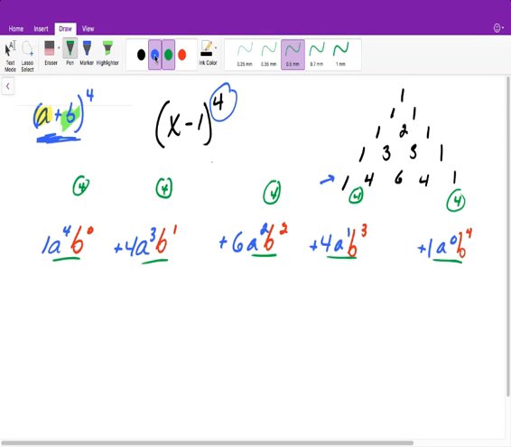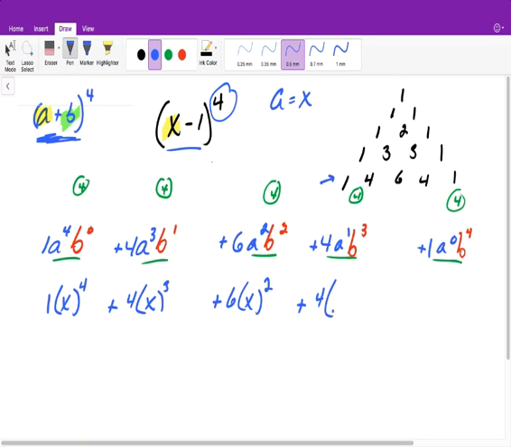All right, so now we filled in our formula, but remember, this is our formula. We need to fill it in terms of our original problem. So the first term we said was a. Well, the first term here is x, so that means a is equal to x. So we can go ahead and substitute in all of our a's for x. So it will be 1 times x to the fourth plus 4 times x cubed plus 6 times x squared plus 4 times x. And remember, we didn't have to write a to the 0, so I'm not going to write that in.